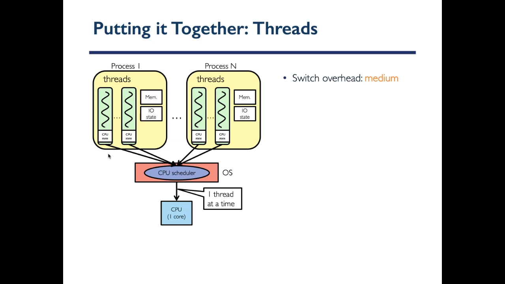Okay, so I got a question here. Without paging, would the overhead between thread switching and process switching be comparable?